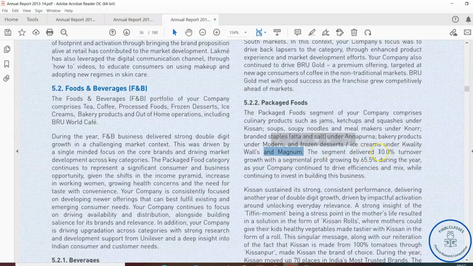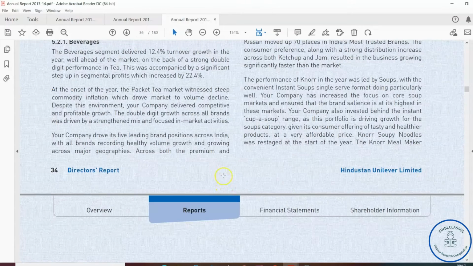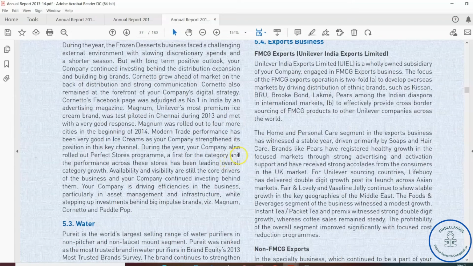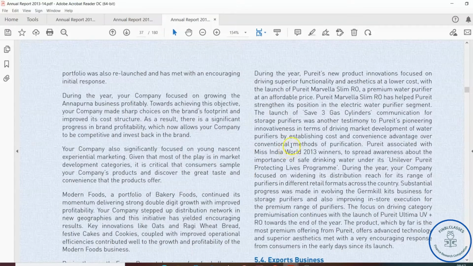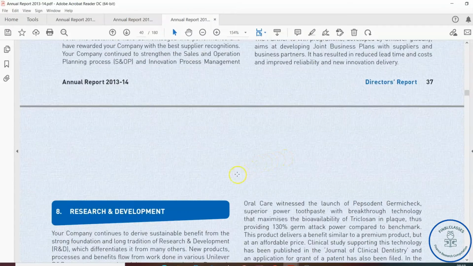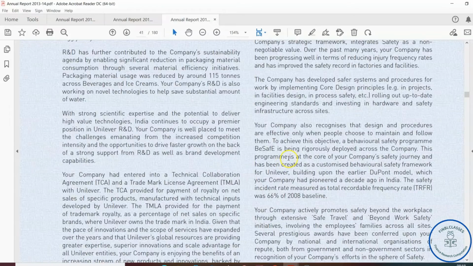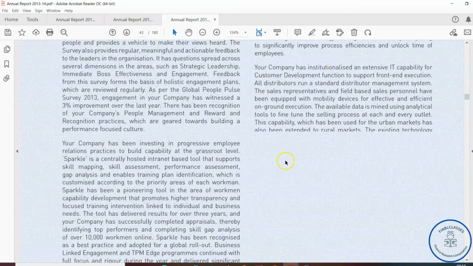Then this segment delivered 10% turnover growth with the segmental profit growing by 65.5% during the year. As the company continues to drive efficiencies and mix while continuing to invest in building this business. Then you have the financial statements. We will now get into the financial statements directly. So let us get into the financial statements.